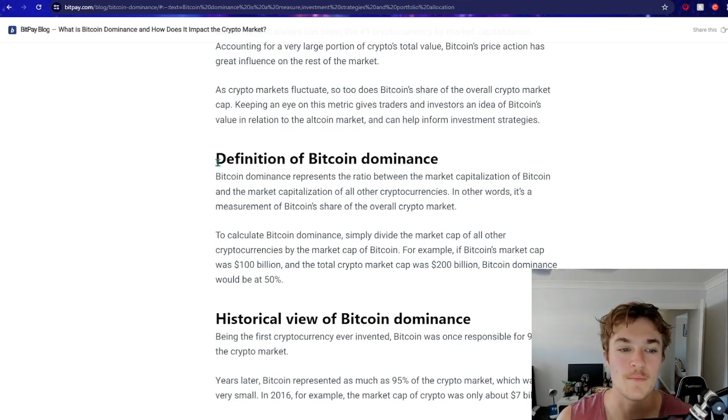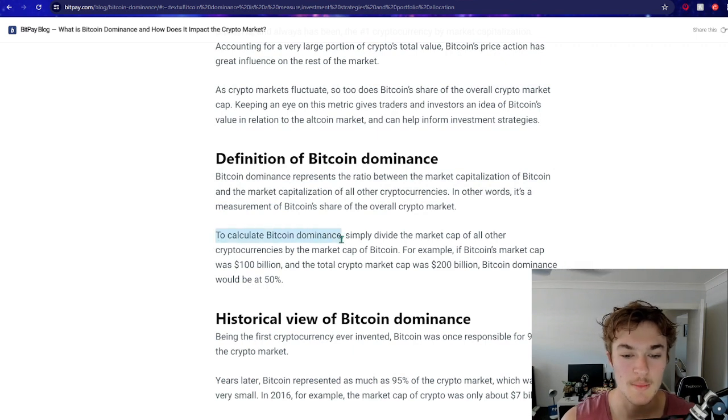All right, so the definition of Bitcoin dominance. This is a pretty important thing. What exactly is the Bitcoin dominance and how do we come up with the exact figure? The Bitcoin dominance represents the ratio between the market capitalization of Bitcoin and the market capitalization of all other cryptocurrencies. In other words, it's a measurement of Bitcoin's share of the overall crypto market.